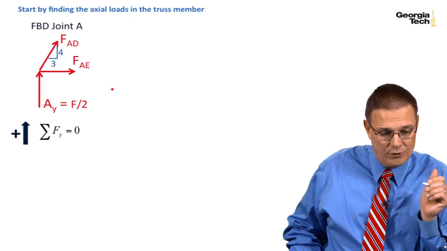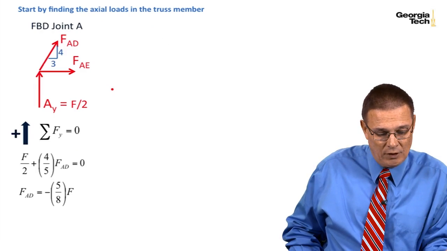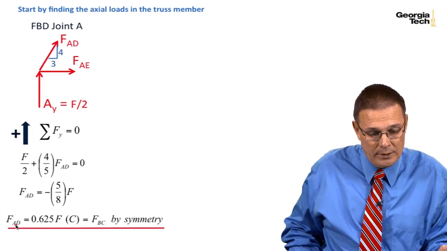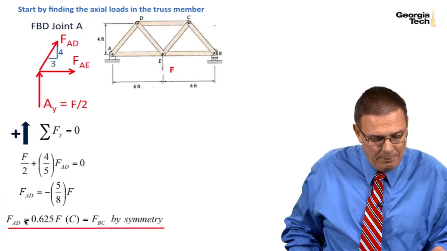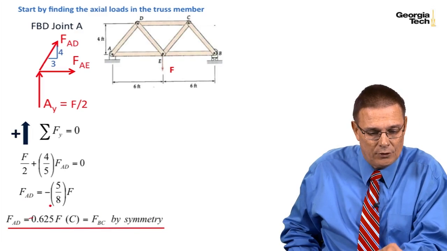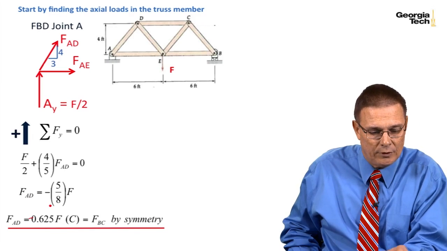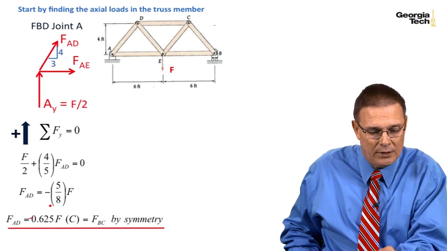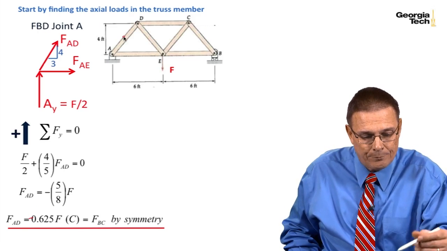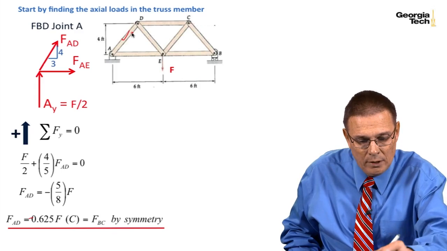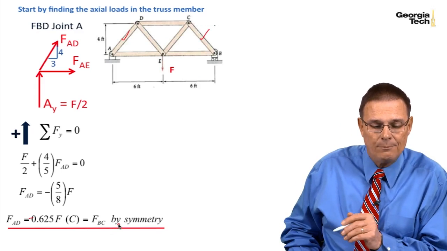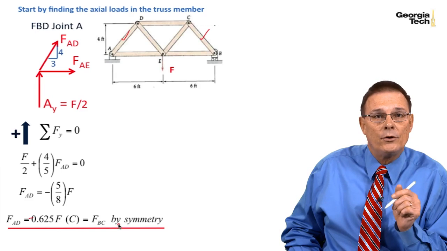And so there's the free body diagram. If we sum forces in the y direction, we can solve for FAD. And this is the result we get. You can see by symmetry now, since this is symmetric about the center of this truss, if we put a mirror in the center, the left-hand side looks the same as the right-hand side. And so since we've solved for FAD, that also is the same as FCB, or BC. And so we've taken care of 2 of the members.